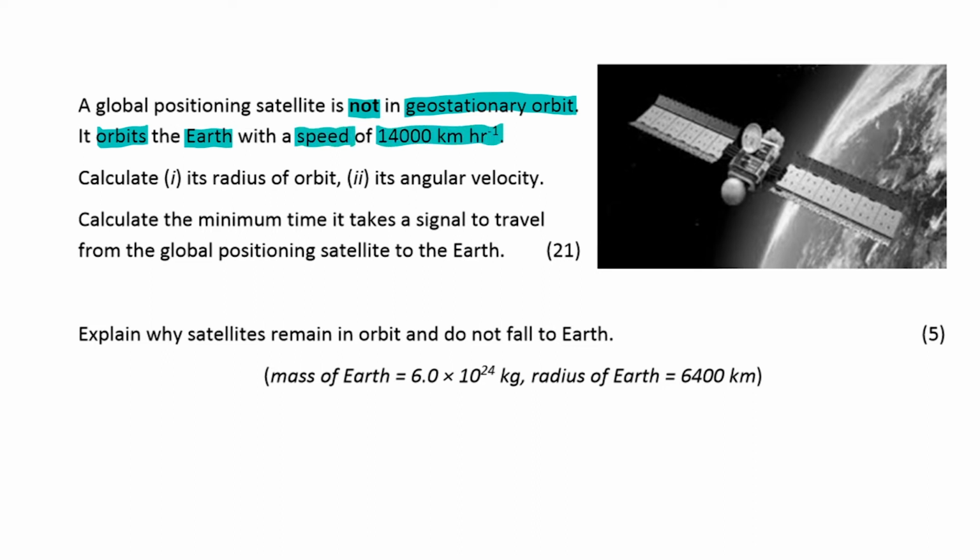Because it is orbiting the Earth, i.e. the Earth is the second body, we can use constants like the mass of the Earth, the radius of the Earth in our calculations. Okay, so let's get started.